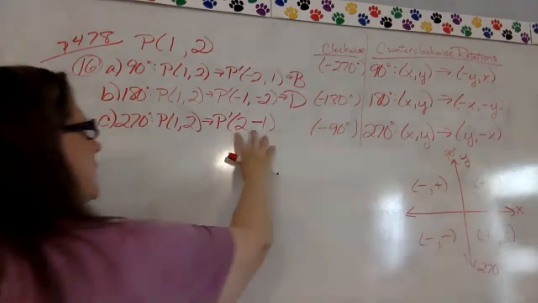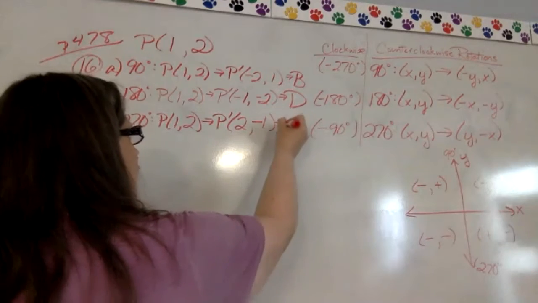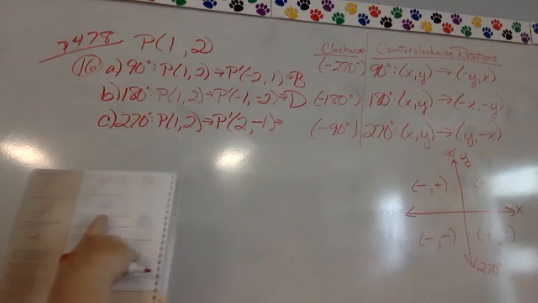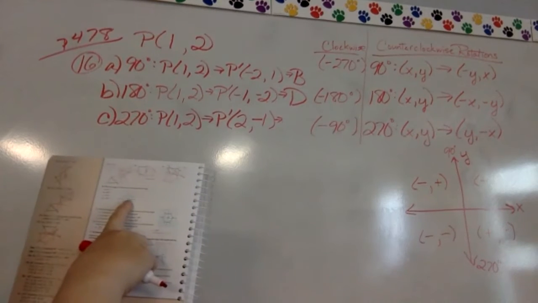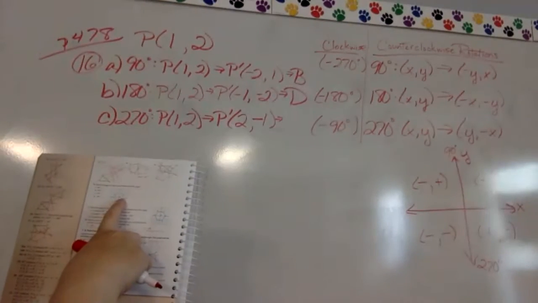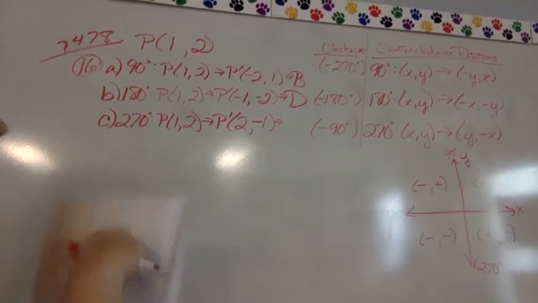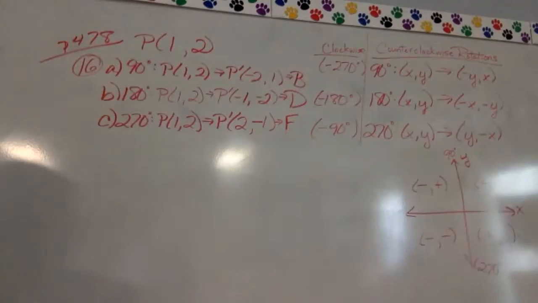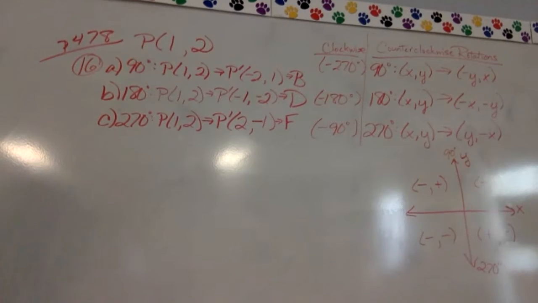So now these are the coordinates of where P is going to be located now. So I look at my graph. Remember, your first number tells you left or right, so I go right 2 and then down 1, so it'll end up at point F. Okay, you're seeing where it is going.